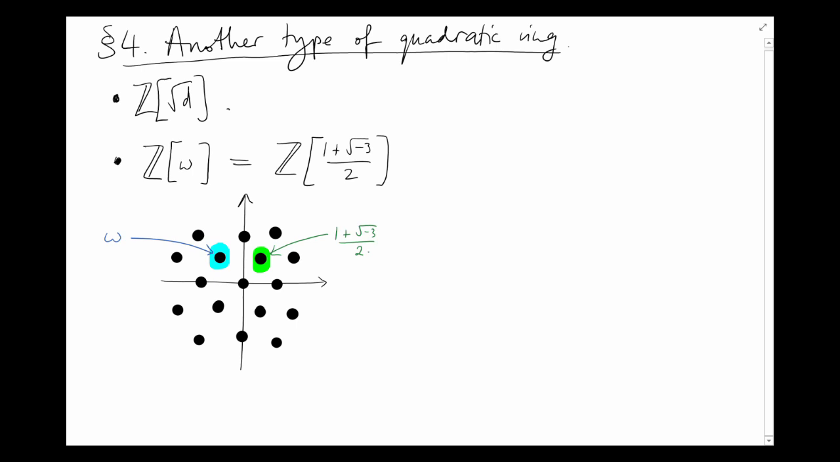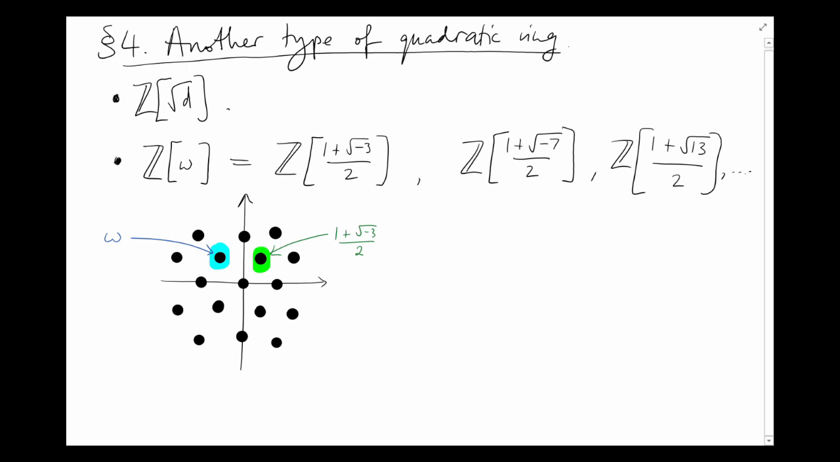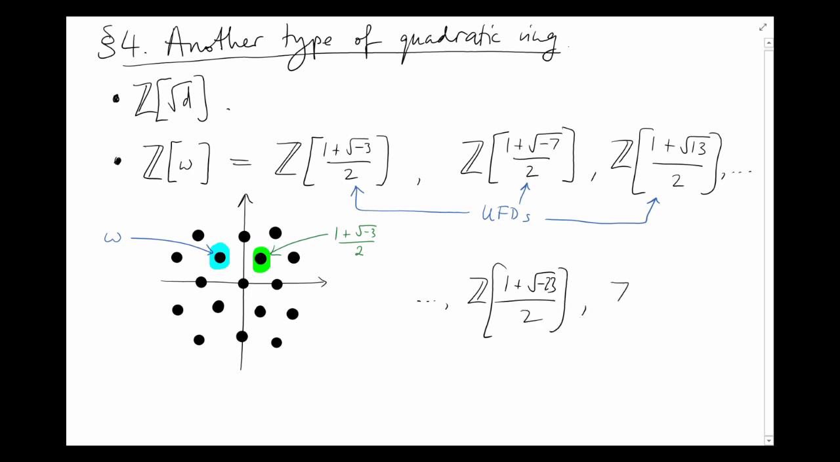Some other rings we've seen include z adjoin 1 plus root minus 7 all over 2 in video 5, and z adjoin 1 plus root 13 over 2 in video 6. We've also seen that all three of these rings are unique factorization domains, though there are non-UFD examples of this type too, such as z adjoin 1 plus root minus 23 over 2, or z adjoin 1 plus root 229 over 2. Let's just take one of the UFDs, say z adjoin 1 plus root 13 over 2. The other UFDs are going to work similarly.